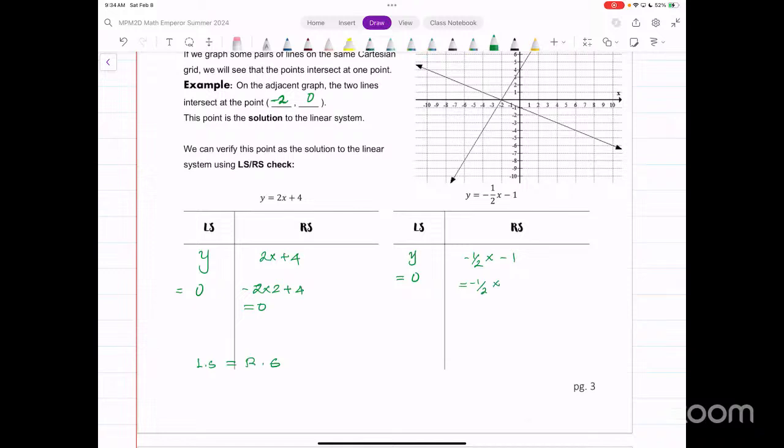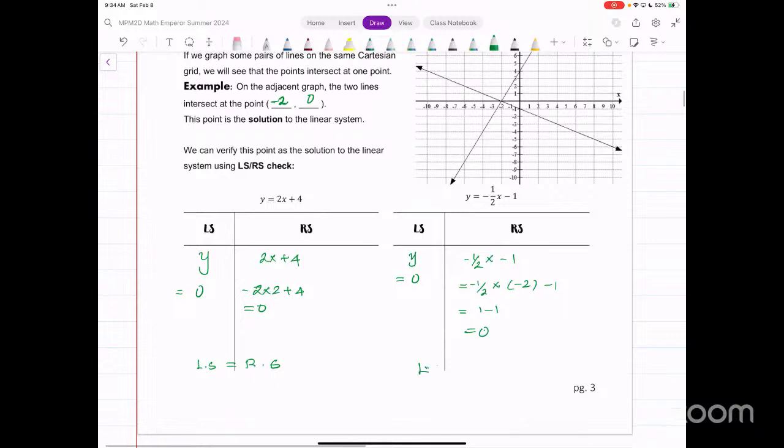What is x? Makes sense. Does it satisfy? Yes. Okay. Are you seeing the picture? Yeah. All right.